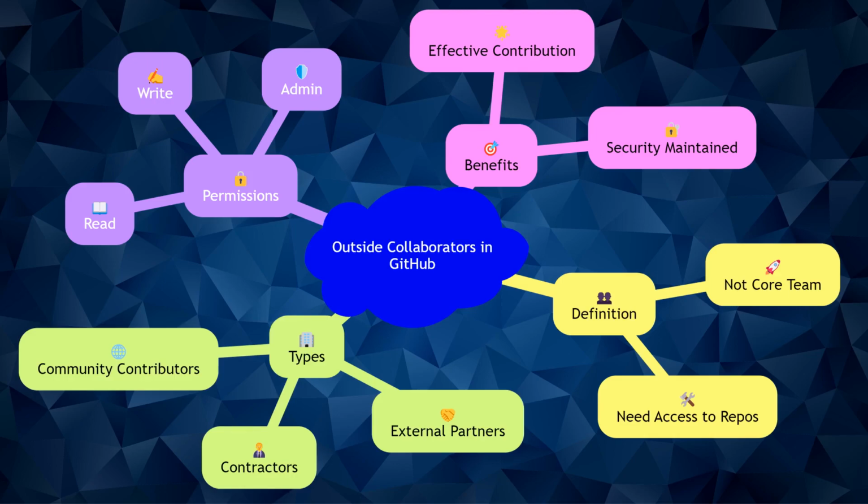Outside collaborators in GitHub are users who are not part of the core team but need access to specific repositories. These could be contractors, external partners, or community contributors. GitHub allows repository owners to invite outside collaborators and assign them specific permissions, such as read, write, or admin access. This flexibility ensures that external collaborators can contribute effectively without compromising the security of the entire organization.